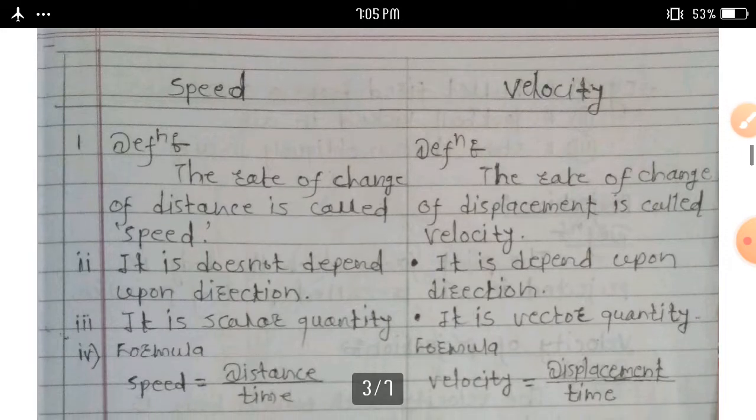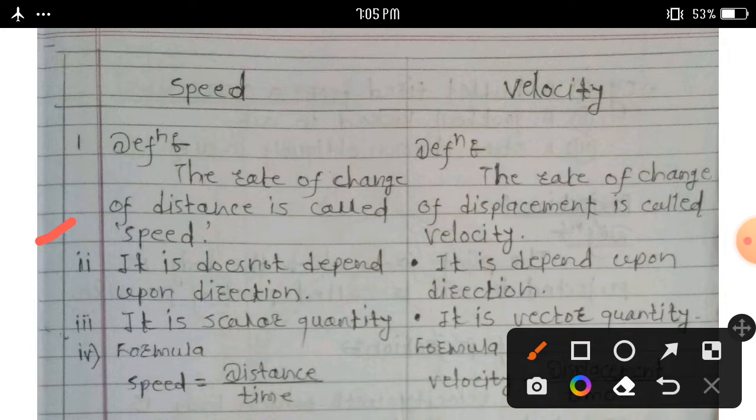Then we consider the next term, what is meant by speed and velocity. Definition: the rate of change of distance is called speed. And what is meant by velocity? The rate of change of displacement is called velocity. Speed does not depend upon direction, but velocity depends upon direction. Speed is a scalar quantity and velocity is a vector quantity.